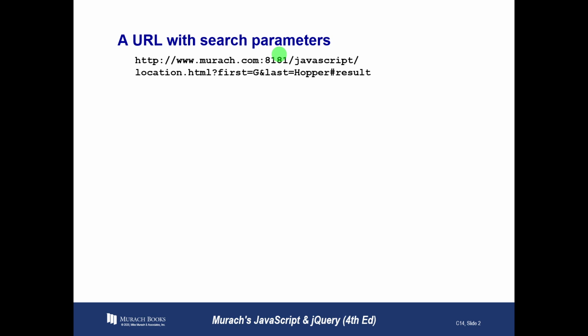We have the directory path. We have JavaScript. We have the name of a file, location.html. And then we have some search parameters here. After the question mark, we're looking for the first name that's equal to G and last name that's equal to Hopper. And then we have a hash here with a result. If you have a hashtag in a URL, it's going to load that page and try to scroll the page down to the ID of result in this case.